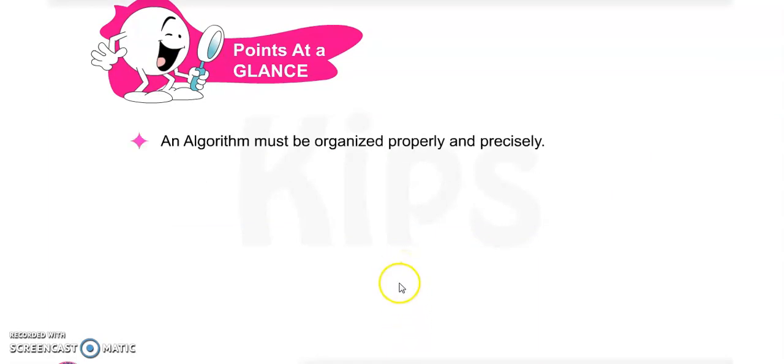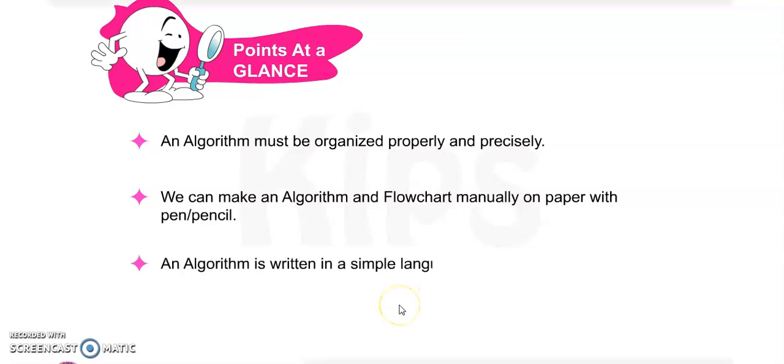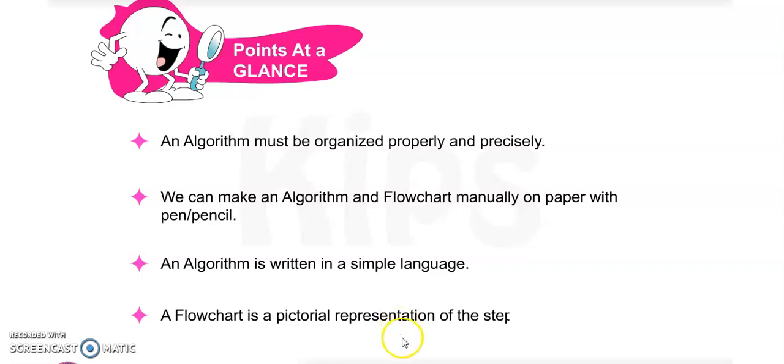Now I will revise this lesson with some points at a glance. An algorithm must be organized properly and precisely. We can make an algorithm and flowchart manually on paper with a pen or pencil. An algorithm is written in a simple language, and a flowchart is a pictorial representation of the steps to solve a problem. So we have done this chapter.